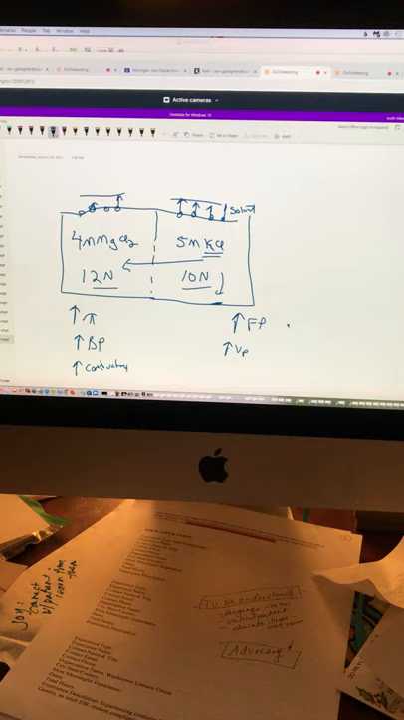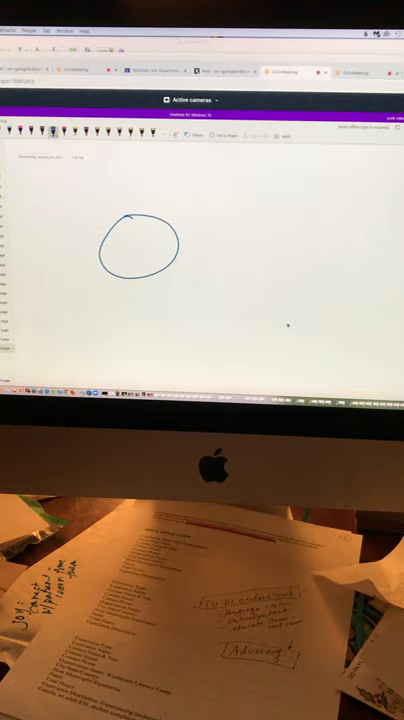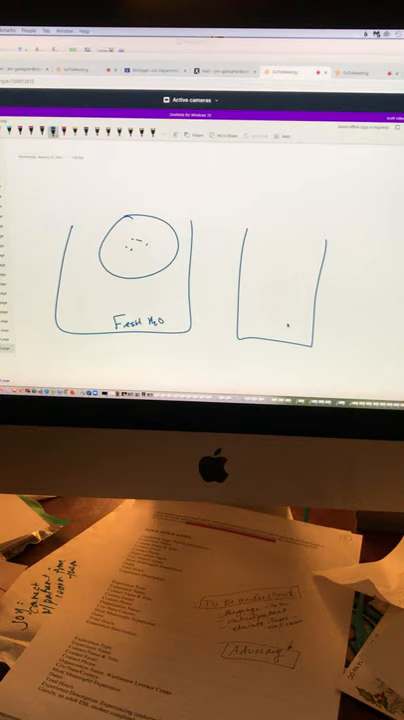So, tested. If you took a cell and stuck it in fresh water, what happens to the cell? It gets big. It's called lysis. Okay, lysis.